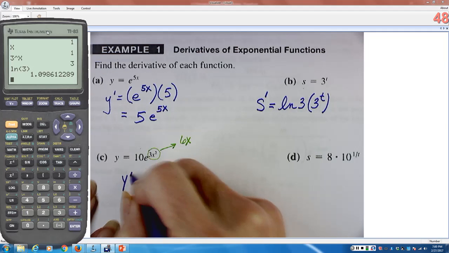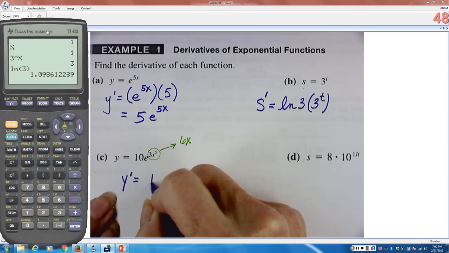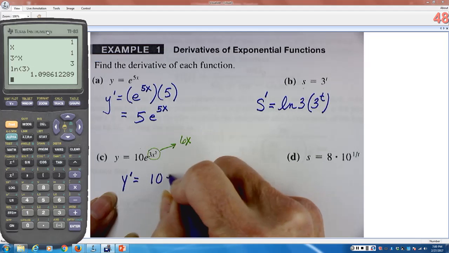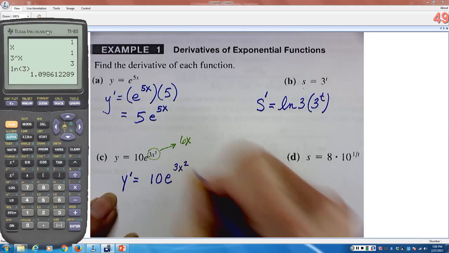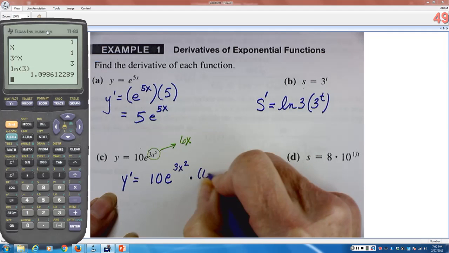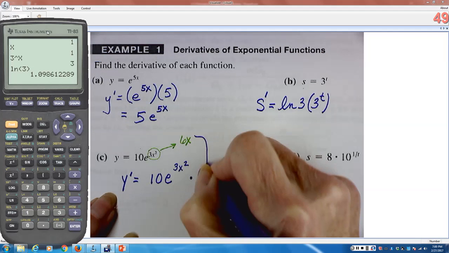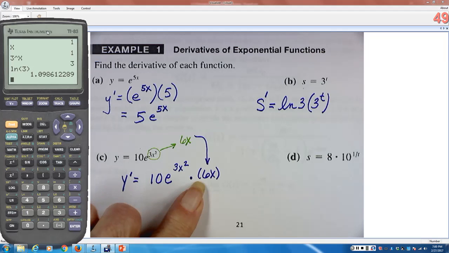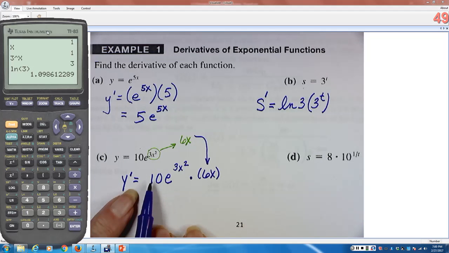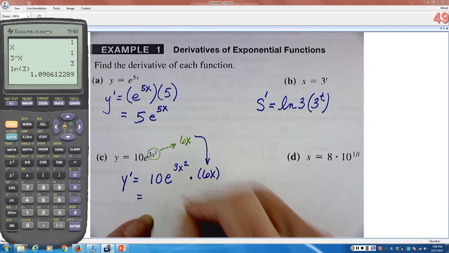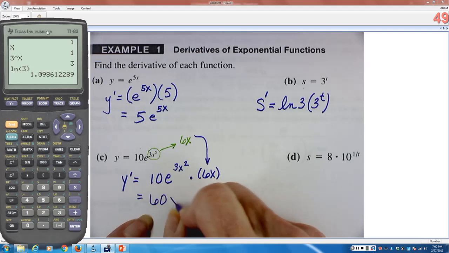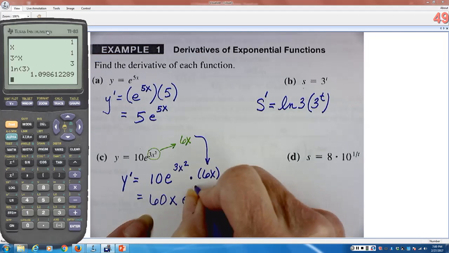But y prime is going to be 10 times e to the 3x squared power times the derivative, which is 6x, the derivative of the power. And once again, it's usually written with this part back out in the front. So 10 times 6 is 60x e to the 3x squared.